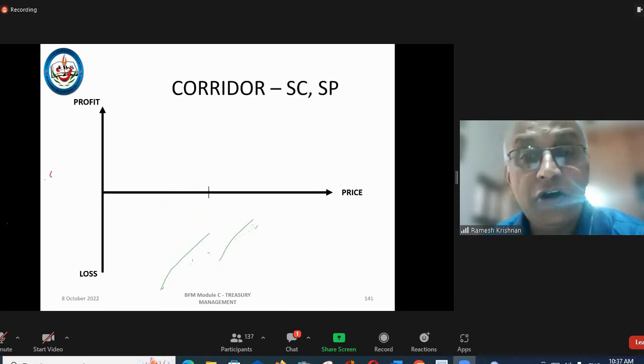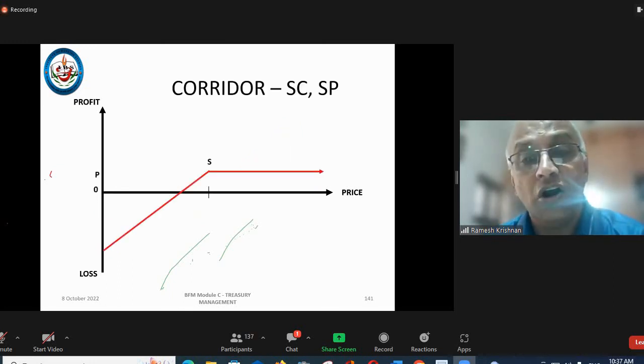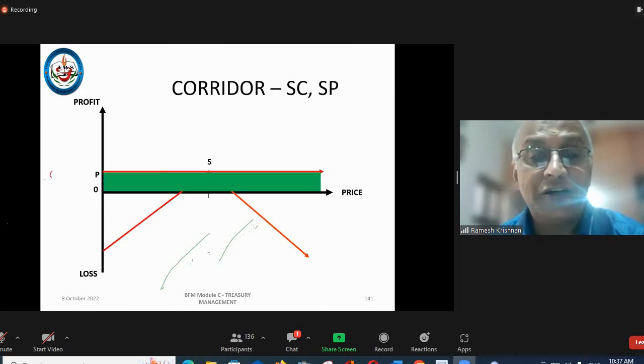And then a corridor is just the opposite, a short call and a short put, so that come what may, he gets the OP as the profit.